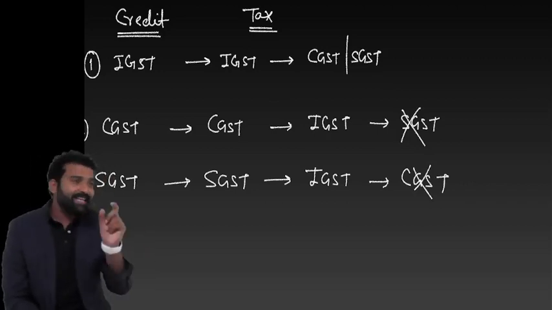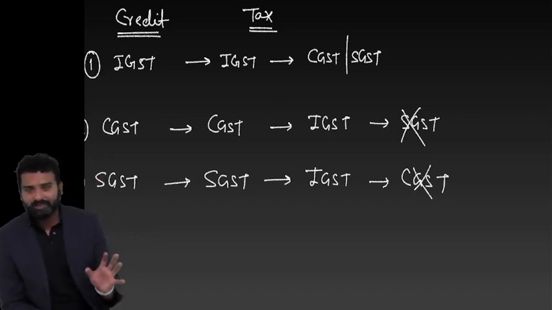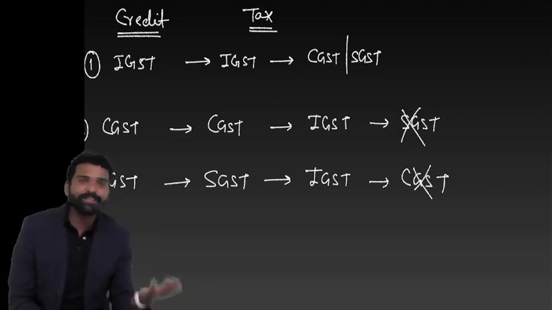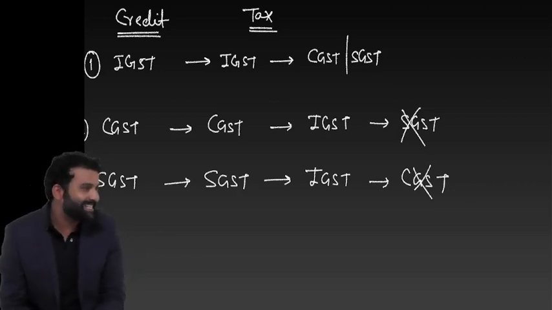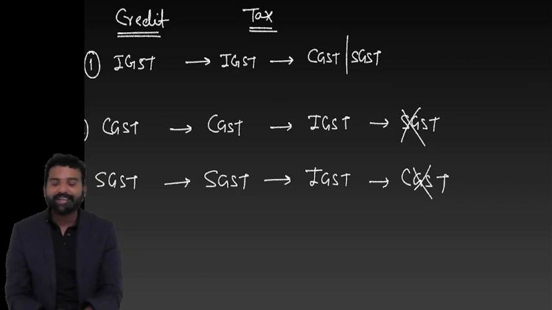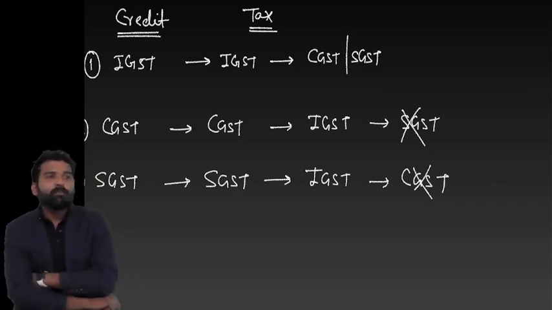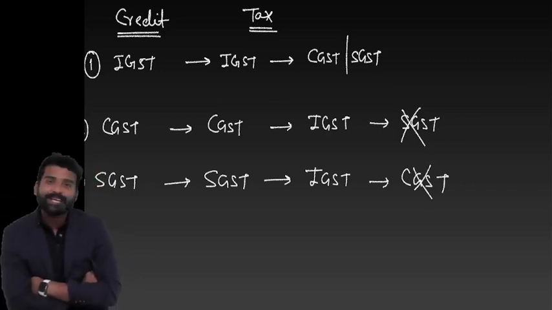So IGST is the beta, IGST is the Pati. It can be adjusted with Saas and Bahu both, with the wife as well as with the mother. CGST can be adjusted with the son. SGST can be adjusted with the IGST, that is the son. But there is no combination like CGST and SGST. So listen very carefully, there is only one blockage. CGST credit cannot be used to pay SGST tax, and SGST credit cannot be used to pay CGST tax.